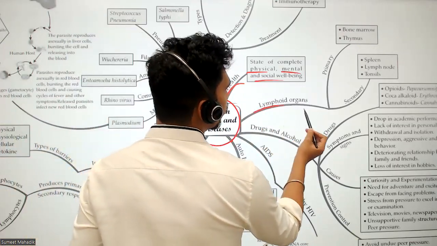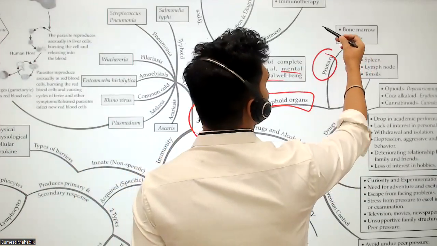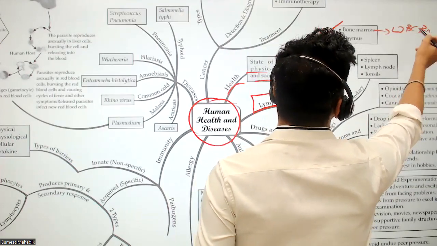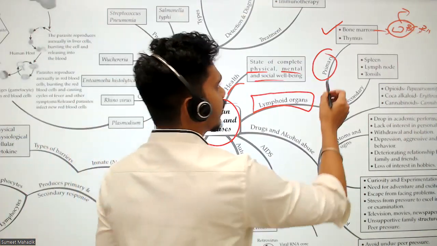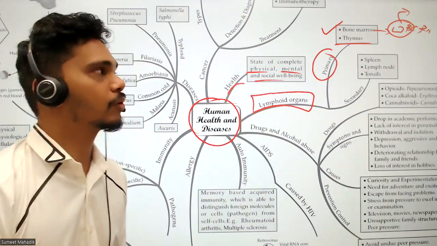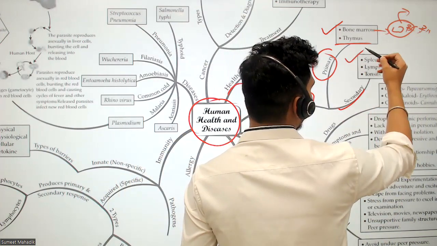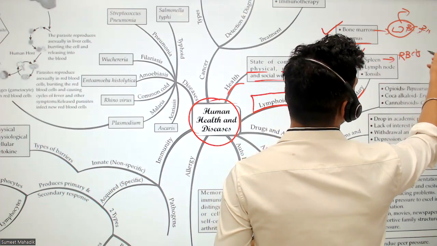Now, there are some lymphoid organs found in the body. The primary ones: bone marrow, which is going to produce your WBCs and RBCs. WBCs work in what? Immunity. Then the thymus, also responsible for boosting immunity. These are the primary lymphoid organs. And secondary, the spleen, also called the RBC graveyard.